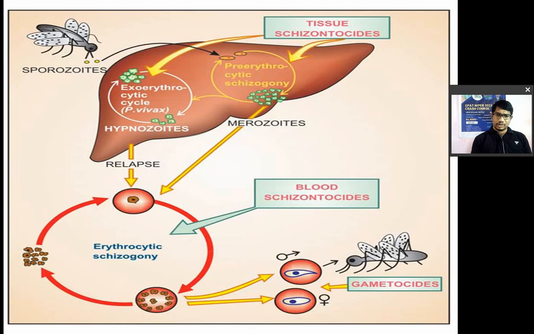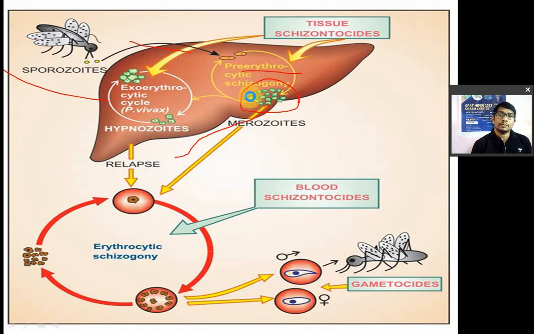Right. Now we are going to see, as I told you, this female mosquito will release the sporozoites in the circulation. These sporozoites will invade your liver cells, the reticuloendothelial cells of the liver, and they will undergo pre-erythrocytic schizogony or the pre-erythrocytic stage. There is a multiplication of these merozoites, and these merozoites will be released into systemic circulation.